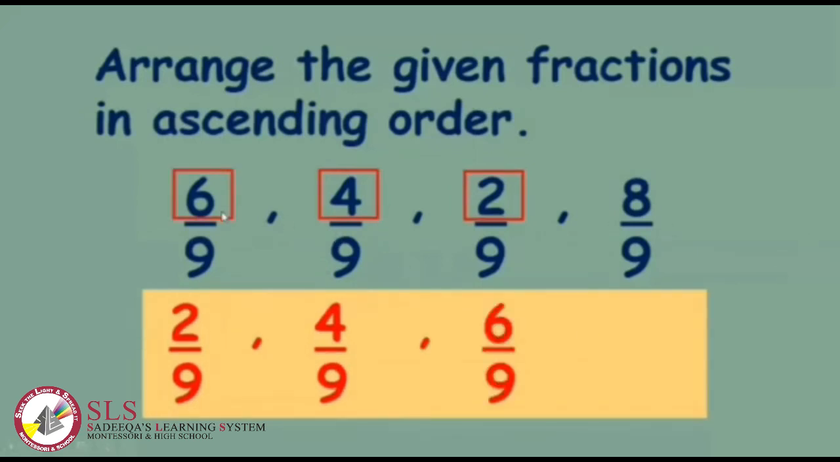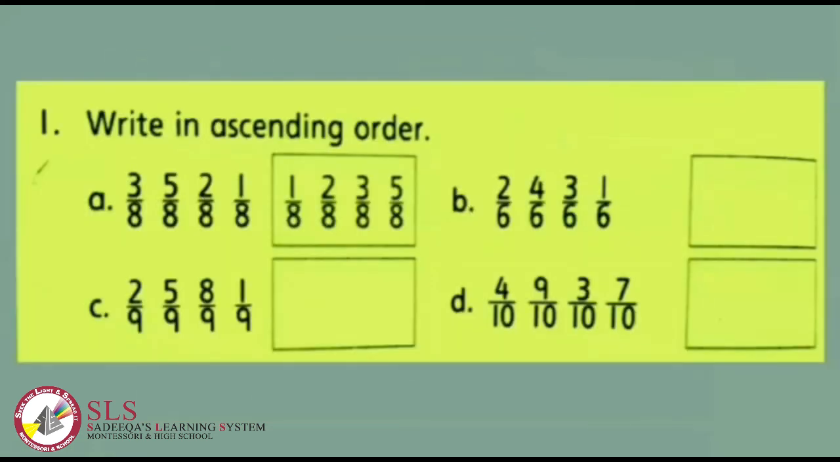Then 6 by 9. And finally 8 by 9. So you can see the ascending order of these like fractions. 2 by 9, 4 by 9, 6 by 9, and 8 by 9. I hope the concept of ordering the like fractions is very much clear to you. Do question number 1 on page 114 independently.